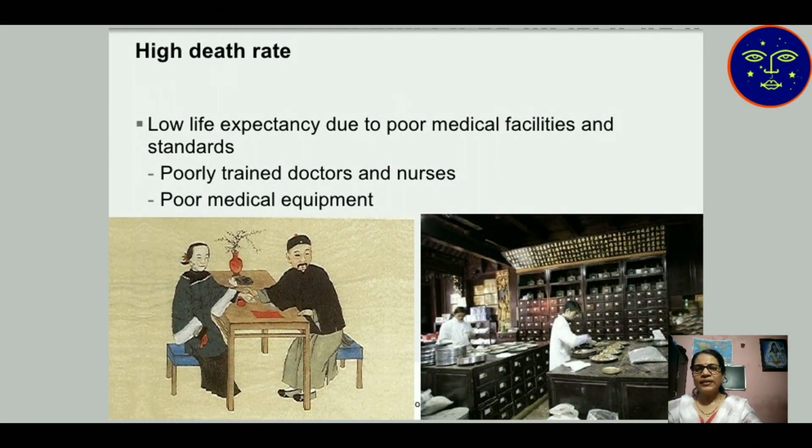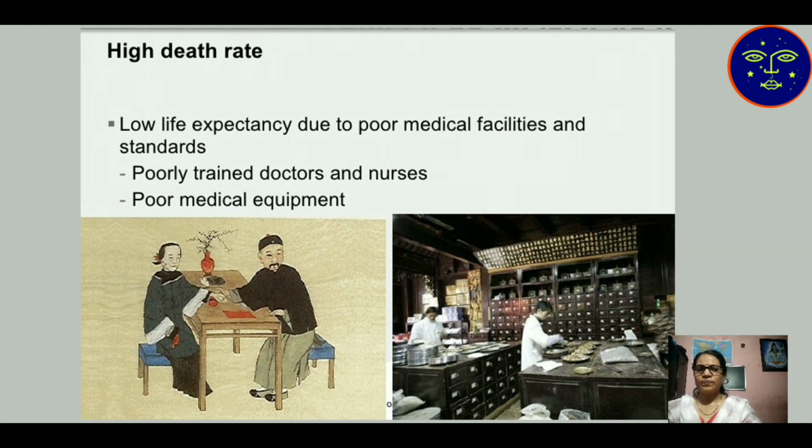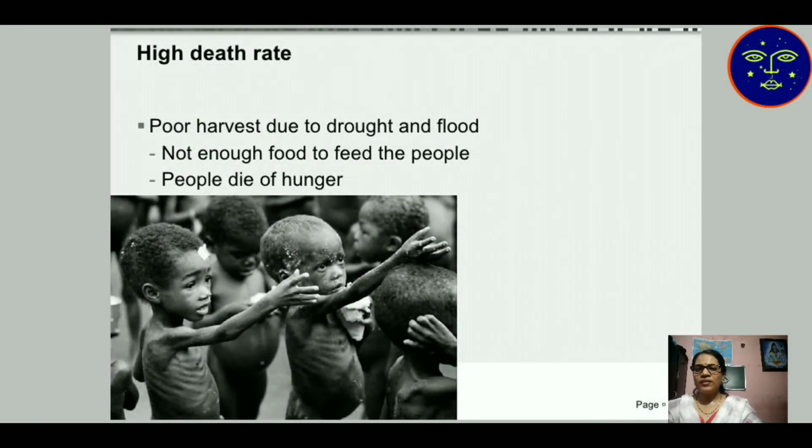And high death rate. The causes of high death rate: low life expectancy due to poor medical facilities and standards, poorly trained doctors and nurses, and poor medical equipment. High death rate also results from poor harvest due to drought and flood. There is not enough food for feeding the people, and people die from hunger.